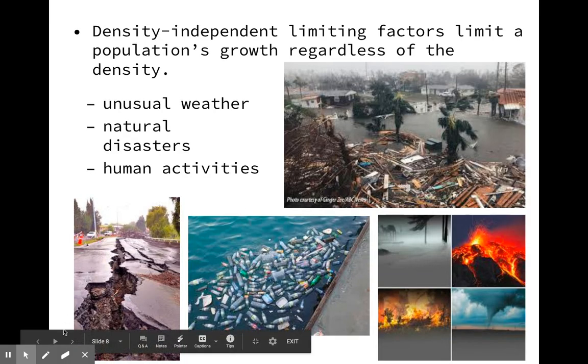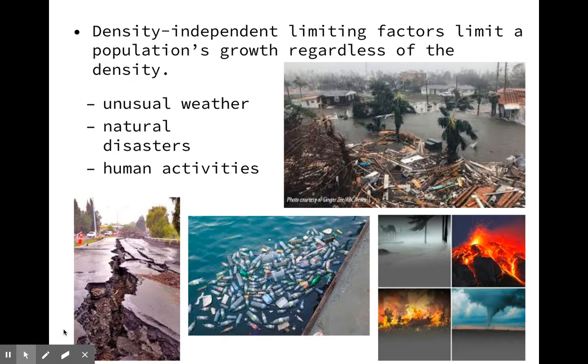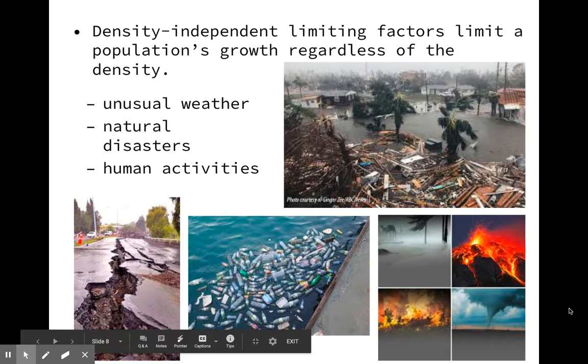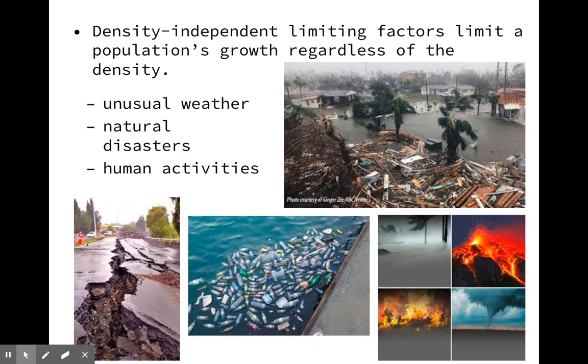All right, density-independent limiting factors limit a population's growth regardless of the density. So density independent would be like unusual weather, natural disasters, and human activities. These can stunt populations from growing. We have no control over them. That's why they are known as density independent. They are independent. So we have earthquakes, hurricanes, volcanic eruptions, fires, and tornadoes. All of these can limit a population.